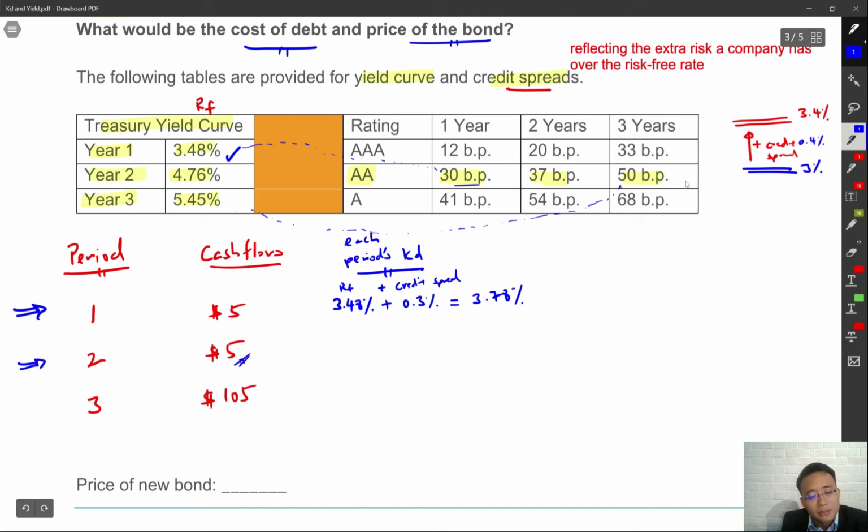Right? From the standpoint of now, okay? From the standpoint of now, he waits 1 year for the first payment, and for the second payment, from the standpoint of now, he waits 2 years. So what would he want to charge for this that he's waiting 2 years for? Yield curve 4.76% plus credit spread 0.37%.